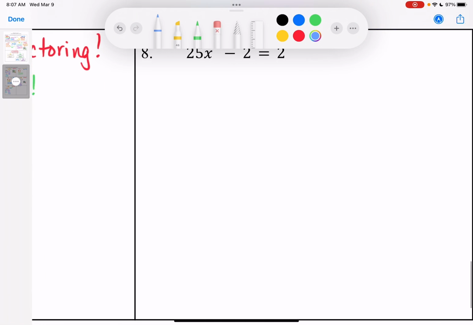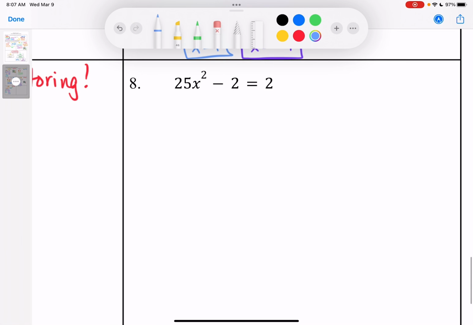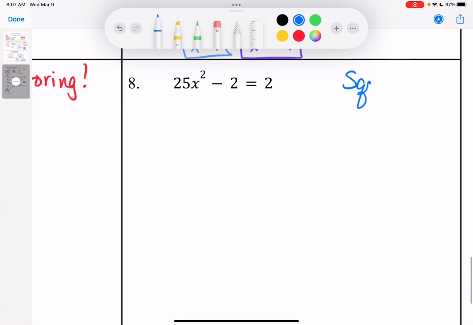All right, last one here, number 8. 25x squared minus 2 equals 2. Is there an x term? There is not. It's only x squared. So this one is going to be a square roots. Hooray! So for square roots, I get that x squared by itself. So first step would be to add 2 to both sides. So I get 25x squared equals 4.